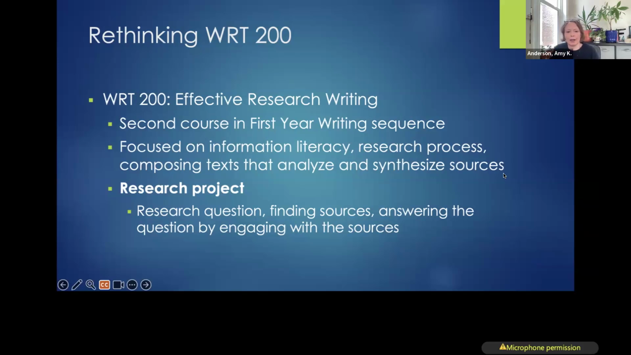The course is focused on several things. Information literacy is a big component. The research process is a big component, so helping students learn how to find sources, and then composing texts that analyze and synthesize those sources. Normally, there's some sort of research project component that involves students coming up with a research question, finding sources, and figuring out how to answer the question by engaging with their sources.